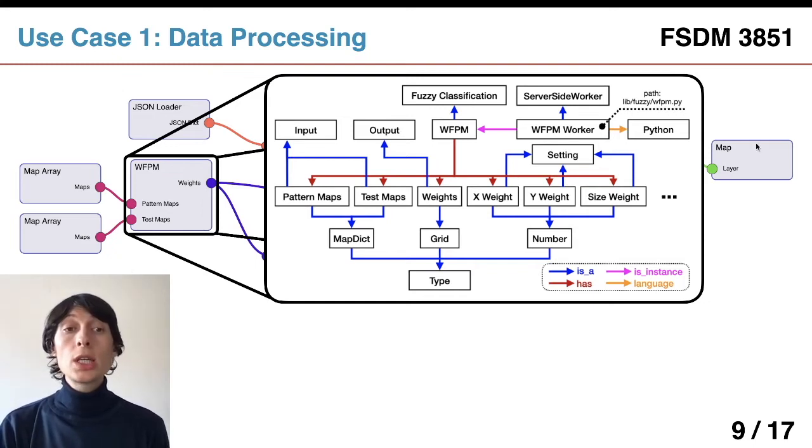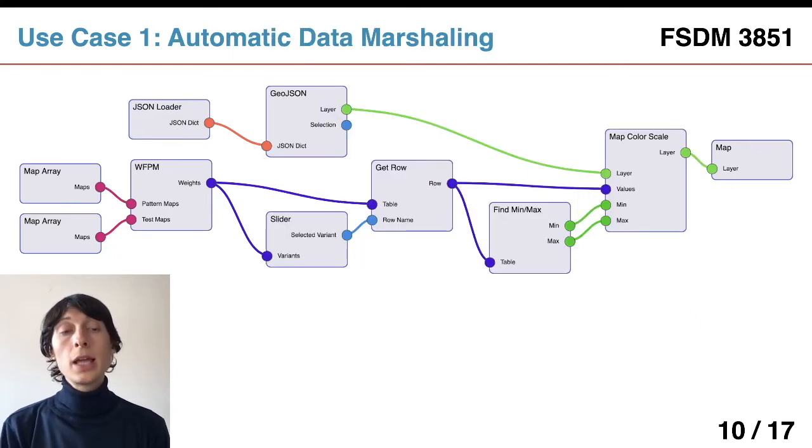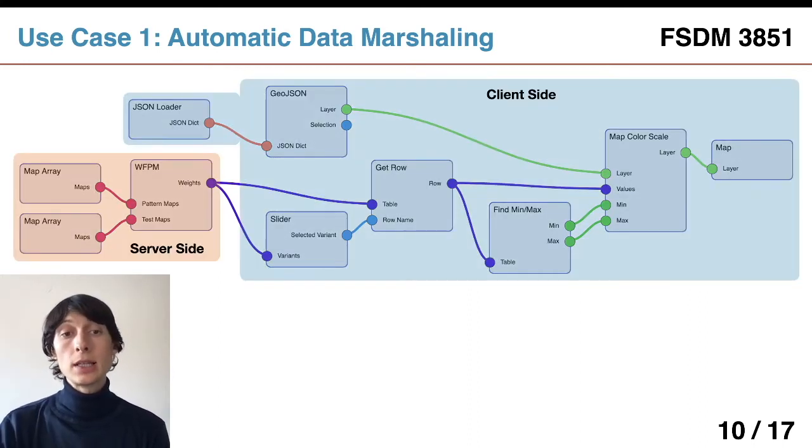From this ontology, SciVi knows how to build this graphical user element and how to execute the corresponding operator. The detailed description of WFPM operator with all the formulas can be found in the SciVi repository. The link is on the slide. It must be noted that this data flow diagram mixes operators for the server side and for the client side.